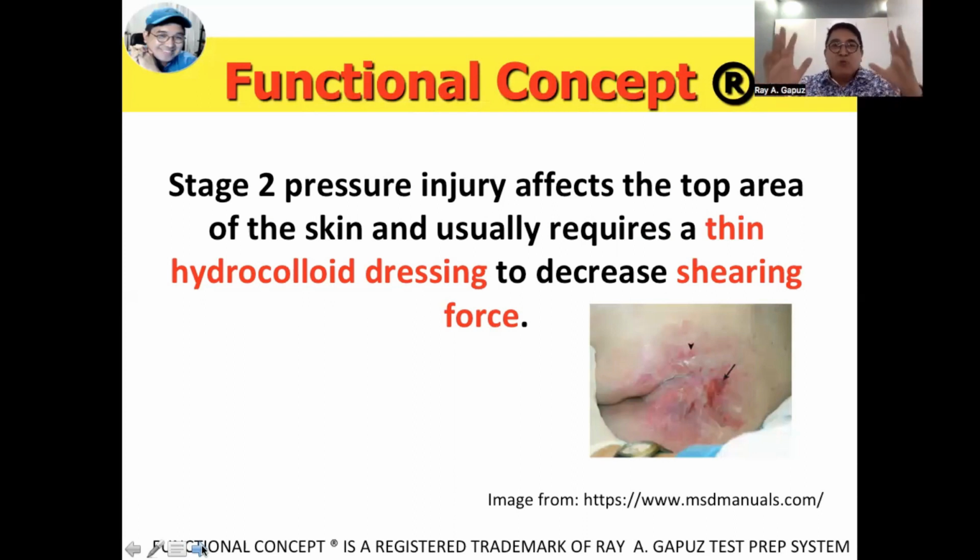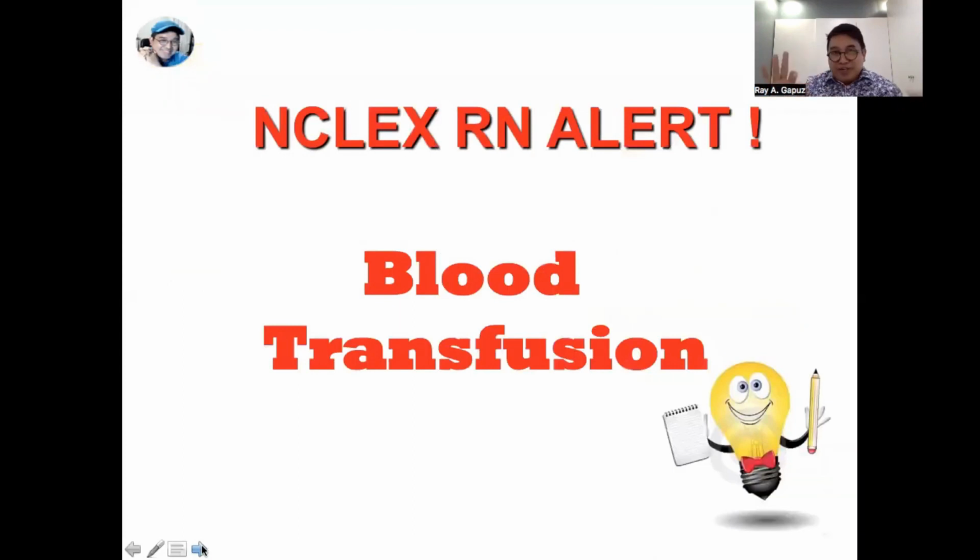Now, focus primarily on the type of dressing that needed to be used. And that's going to be your hydrocolloid dressing, okay? The purpose is to decrease shearing force or to decrease friction. Now, the third topic that I'd like to highlight at this point would be your blood transfusion.